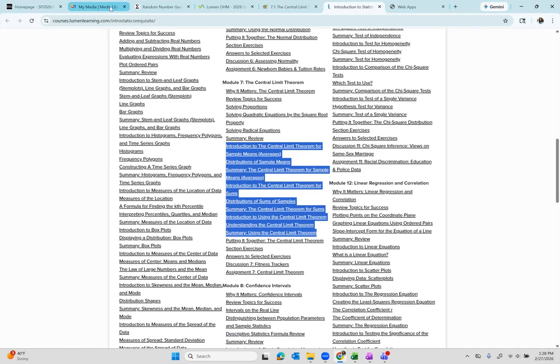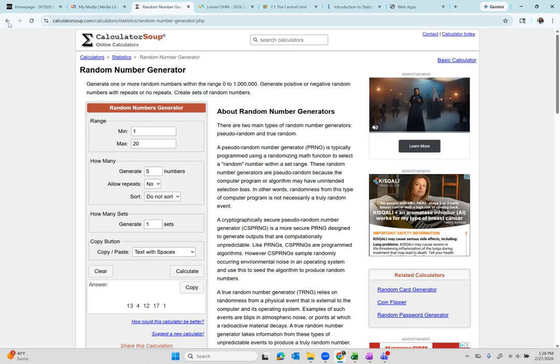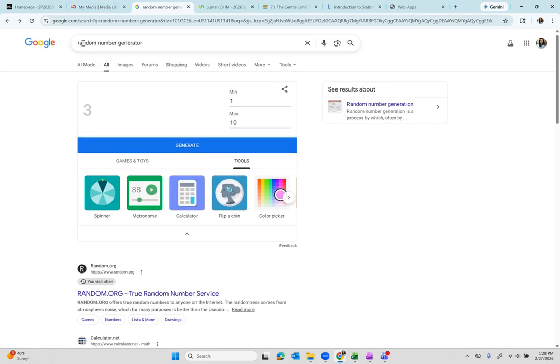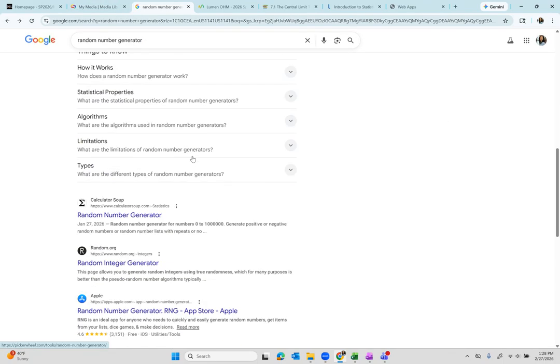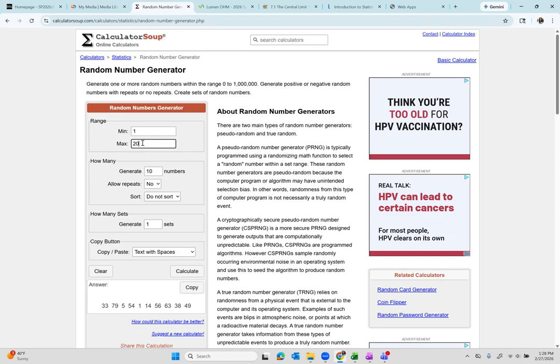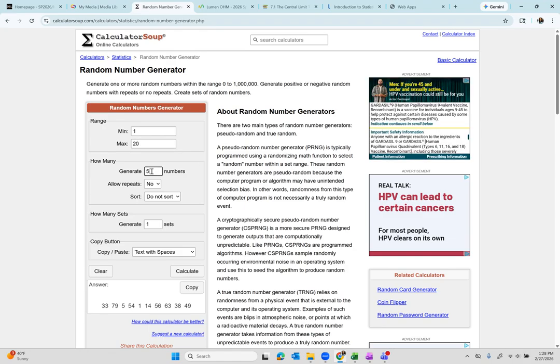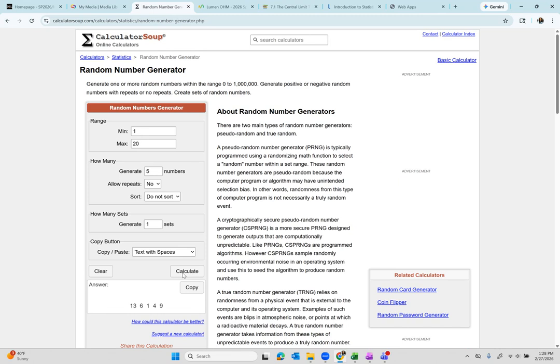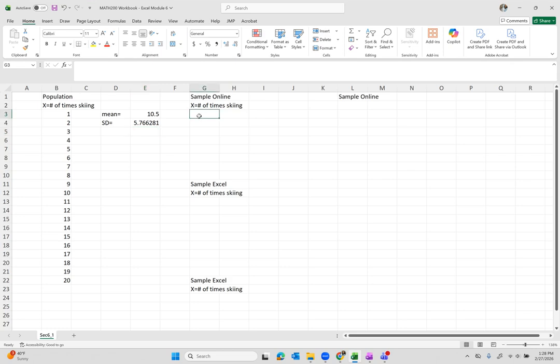So I'm going to go here. I did a search here for a random number generator. And then a lot of options showed up and I selected this one, the calculator soup. It asks you for the range of values. I want to go from 1 to 20. And then it asks you how many numbers you want to generate, and I want 5. Do you want repetition? No. Do not sort. Generate one set, and I'm going to hit calculate. And it generated a set 13, 6, 1, 4, and 9.